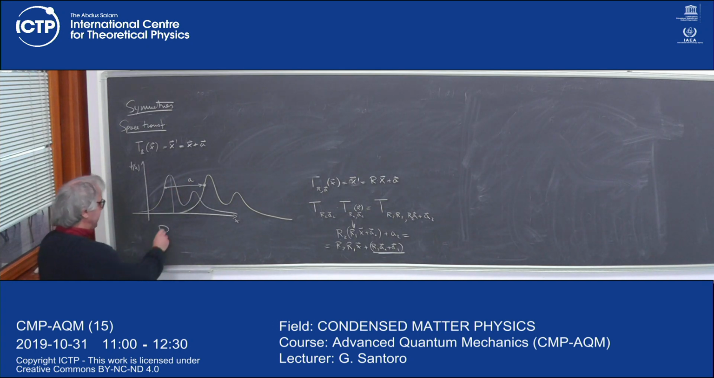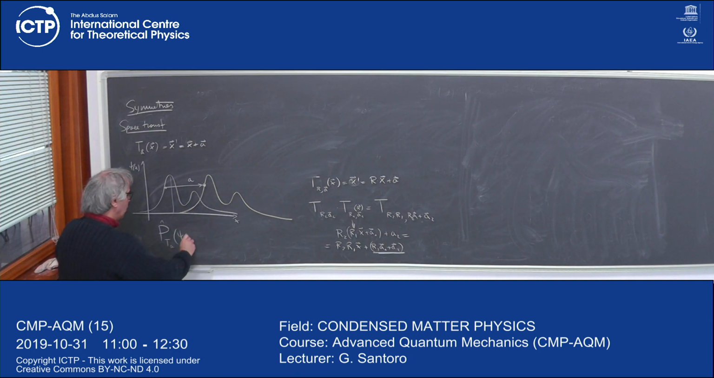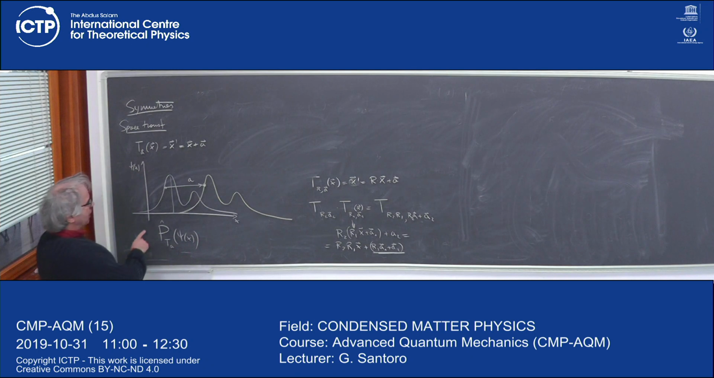I will call P of TA. TA is the translation by A, right? P is the operator that acts now on functions. Remember, these are functions, so objects in the Hilbert space. P of TA of psi of x. Okay? So if psi of x was this, P TA of psi of x is what you see in yellow there.